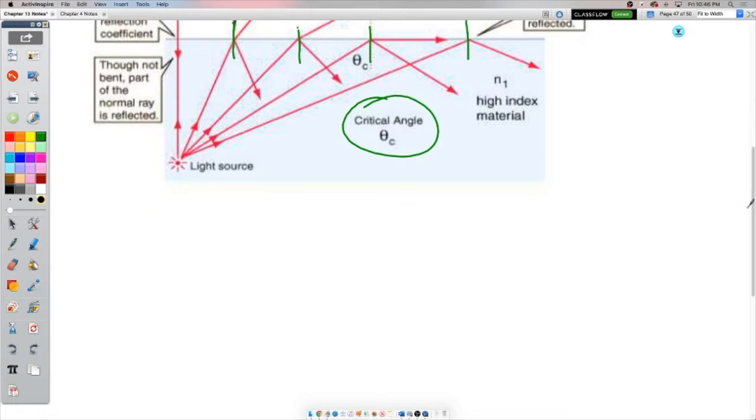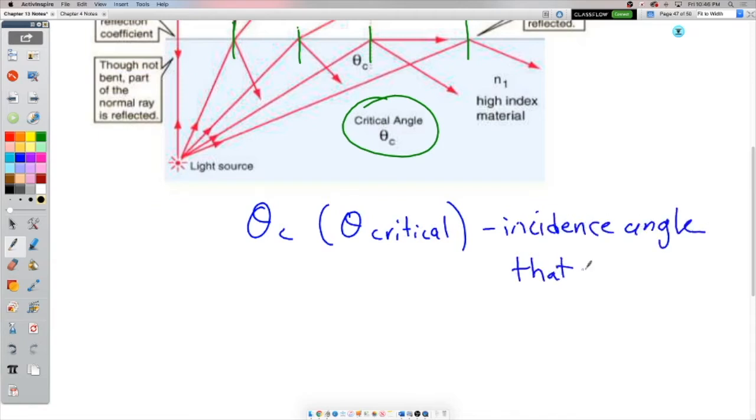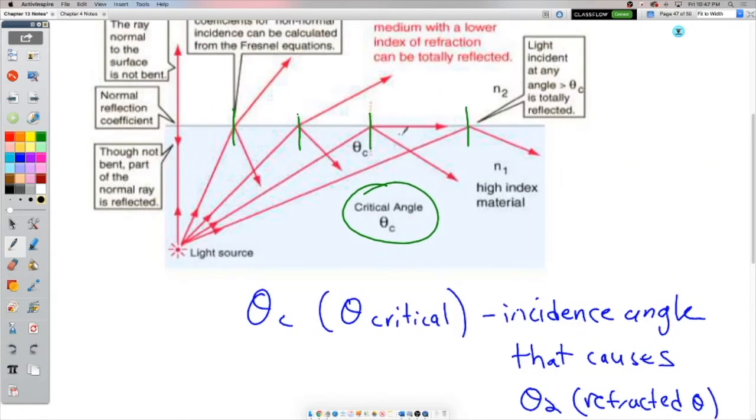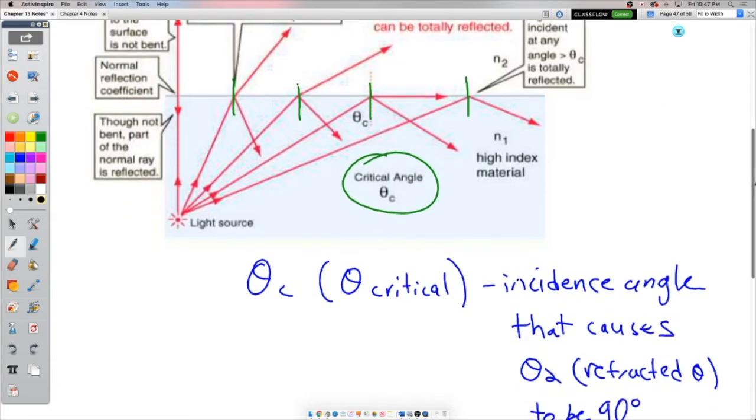So just to quickly summarize here before we go in a bit more depth. Theta C, also known as the critical angle or theta critical, is the incidence angle that causes theta 2, or refracted theta, to be 90 degrees. If you go above that, guess what? No more refraction. If you're below that, you're okay. A little bit is refracted. If you're right there, it technically gets refracted. It gets shot right along parallel to the interface between the two media.